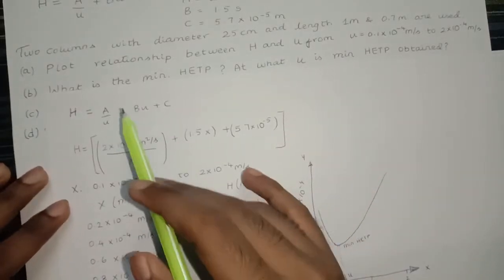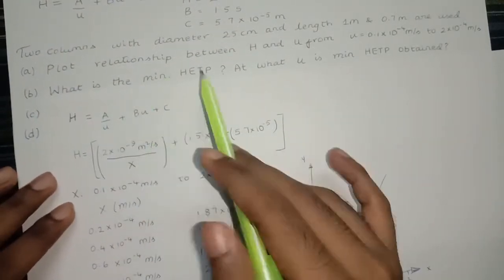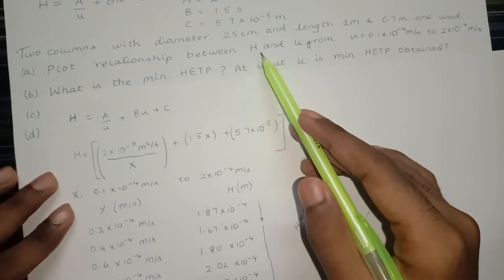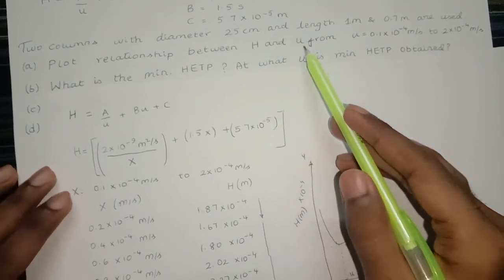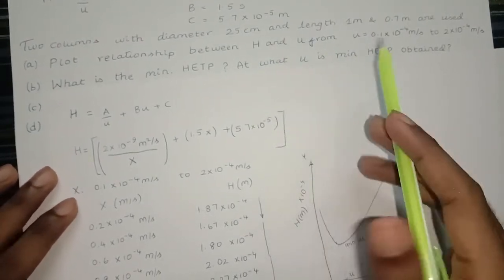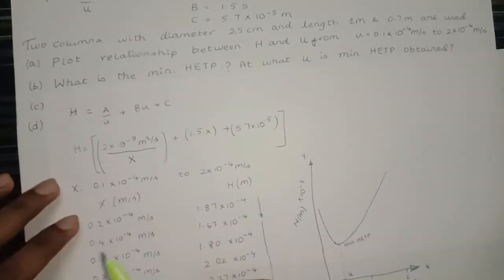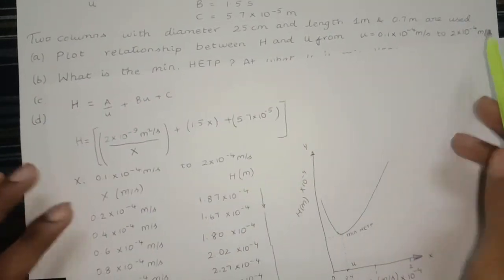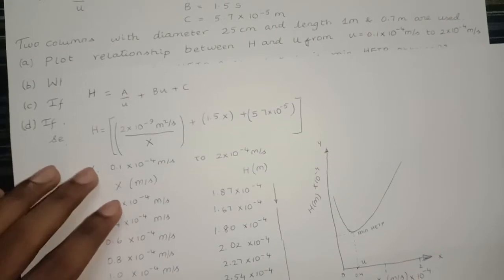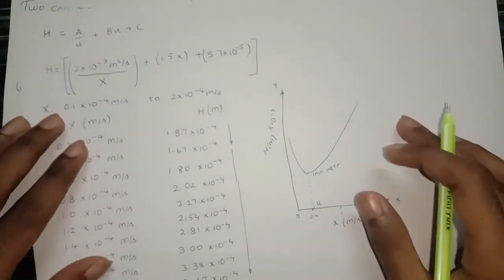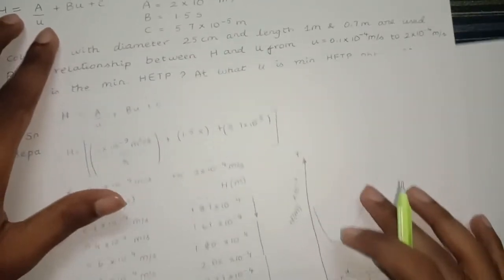So in the previous video, we established the relationship between the height equivalent to theoretical plates in meters and the liquid velocity, from the range 0.1 into 10 raised to the power negative 4 to 2 into 10 raised to the power negative 4. So we will get a plot like this. At the end of the video, we will see the plot.